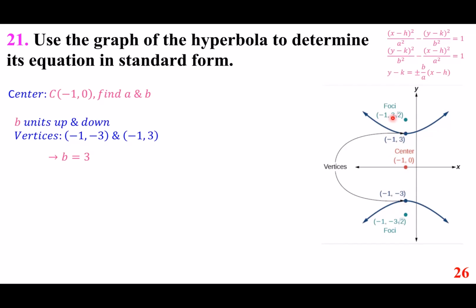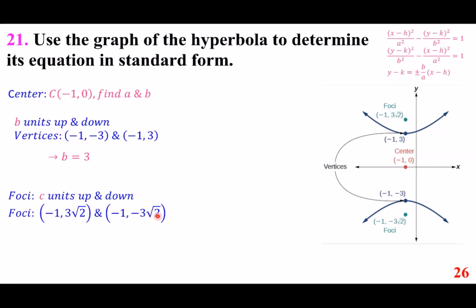Now these are foci located at negative 1, 3 square root of 2. And this is another one located at negative 1, minus 3 square root of 2. And this distance is c. The distance from the center to focus 1, the distance from the center to focus 2, they are identical. And that would be c. So c units up and down from the center give us these 2 points. We just go up by this much. So 3 square root of 2 must be the value of c.